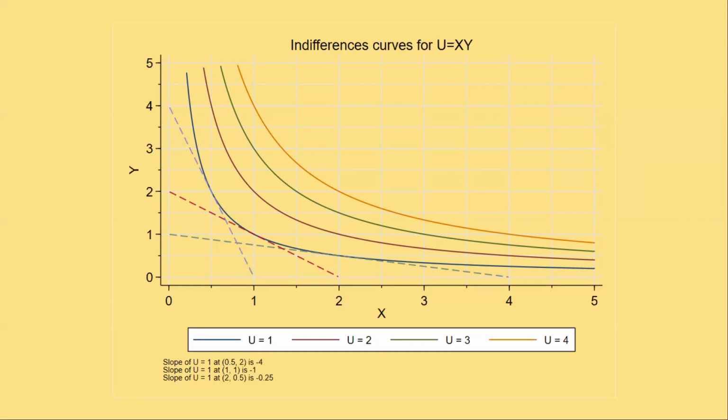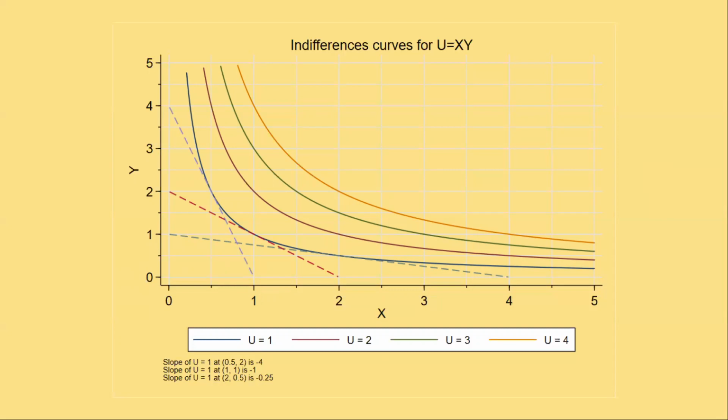So we can see as the value of x increases, the absolute value of the slope of the indifference curves, which is the marginal rate of substitution, becomes smaller and smaller. So the Cobb-Douglas type of utility functions satisfies the diminishing marginal rate of substitution, and this is an example of it.